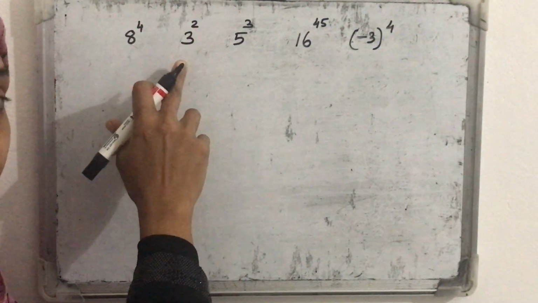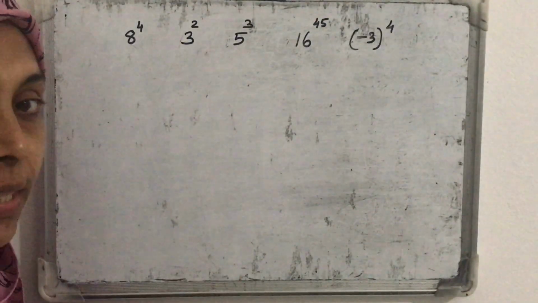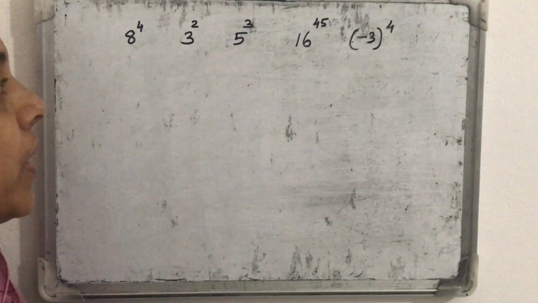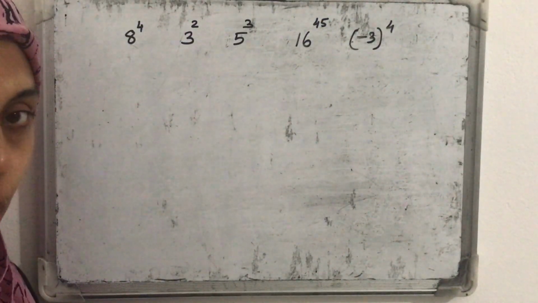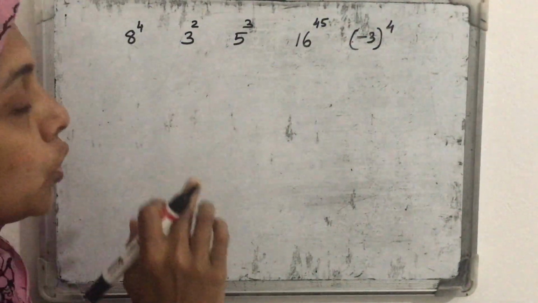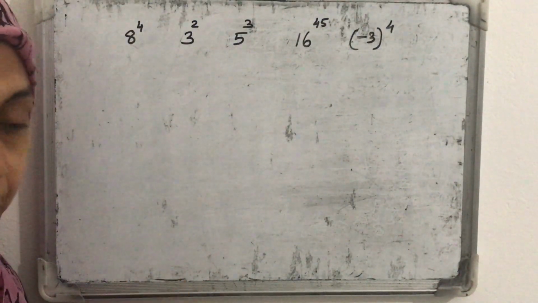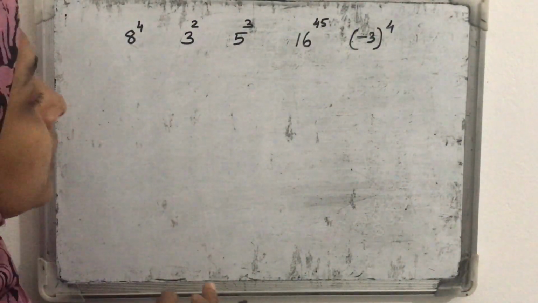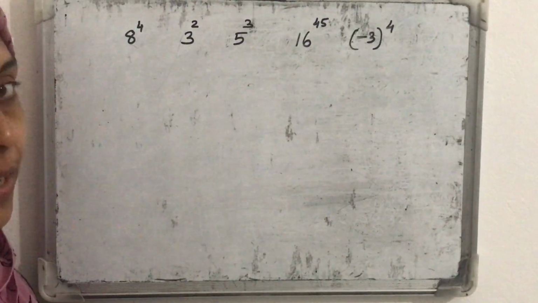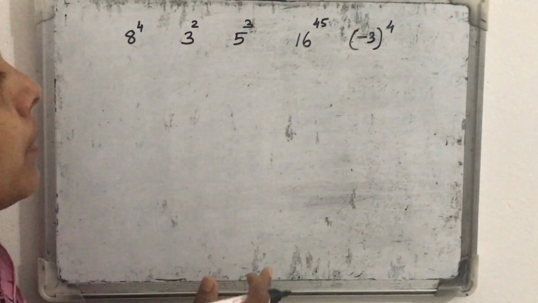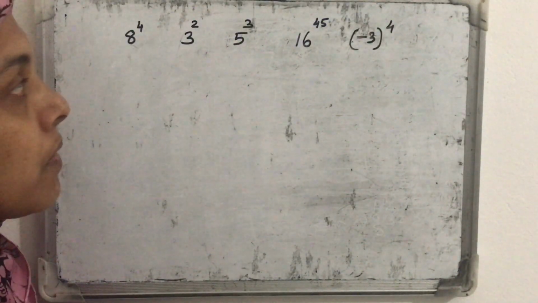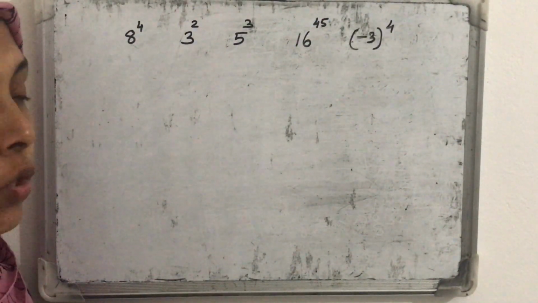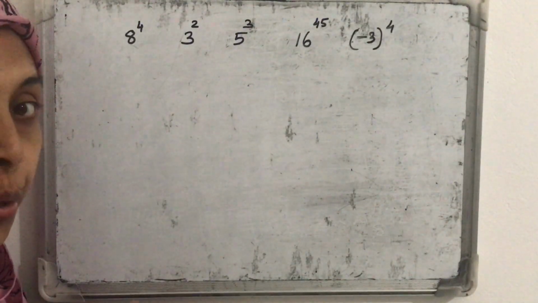Which is the base here? 3 is the base and 2 is the power. So how we can read it? 3 raised to the power 2. If the power is 2 and 3, they have some special names. So we can read it simply as 3 squared. Next one, base 5 and which is the power? Power is 3. So we can read it as 5 cubed.